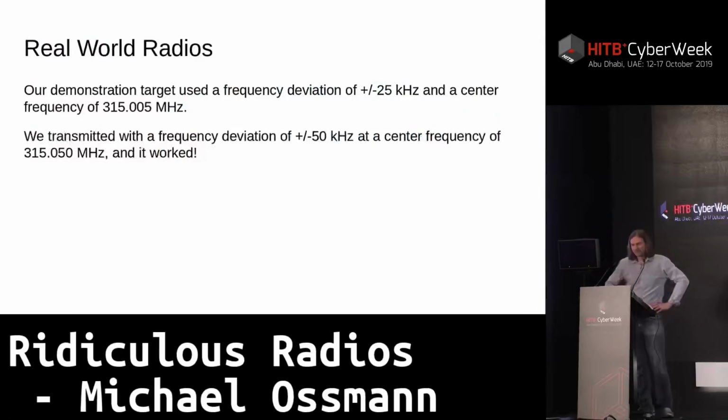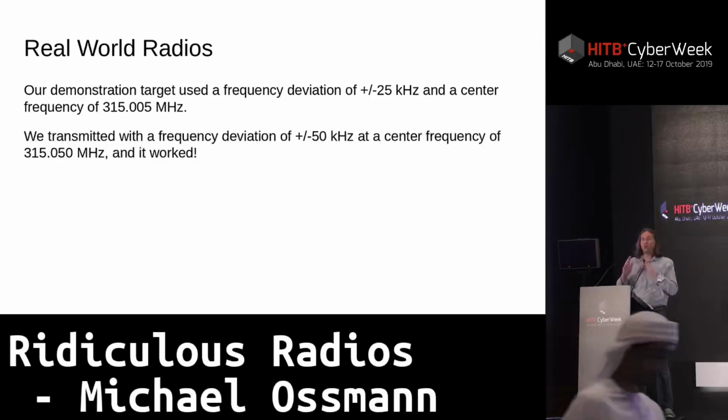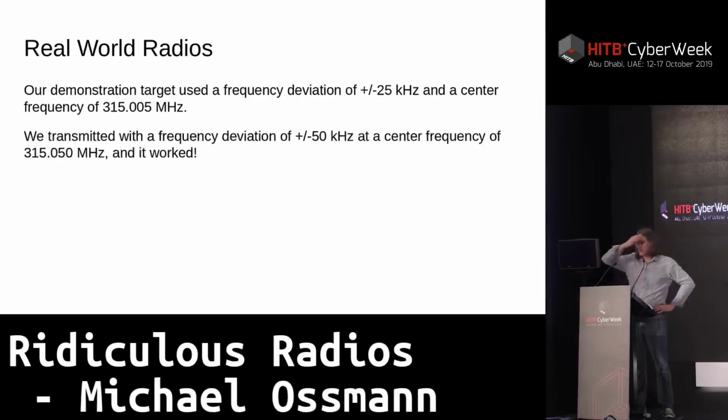One of them was that we had trouble actually emulating the specific frequencies that the original transmitter used. The original transmitter had a center frequency of 315.005 megahertz. And that 0.005 may not sound like much, but realize that the frequency deviation was only plus or minus 25 kilohertz, which means it was going from 315.0 to 315.001. Those are the two frequencies that it's transmitting or jumping back and forth to encode data.